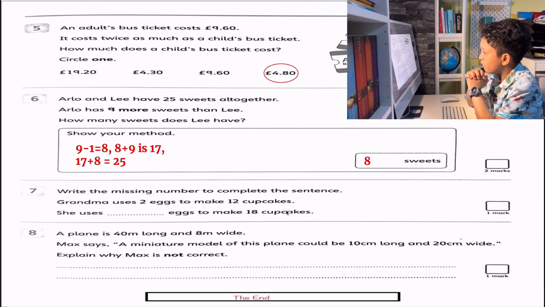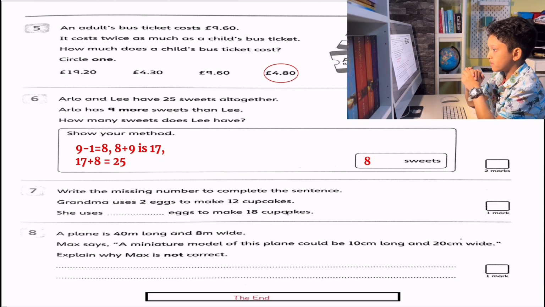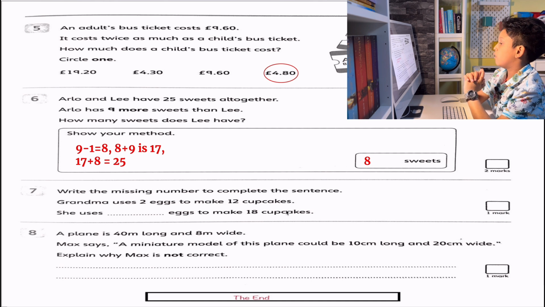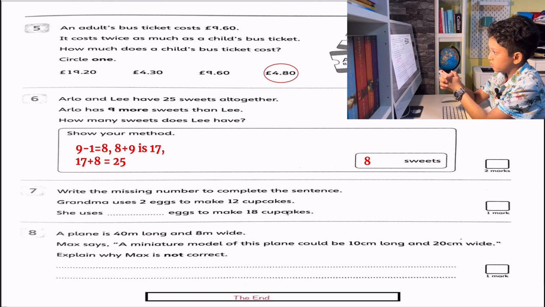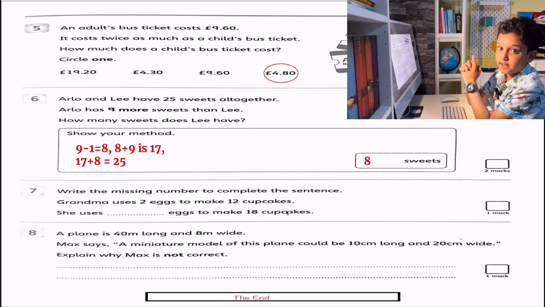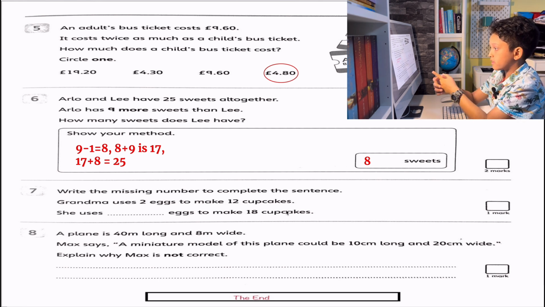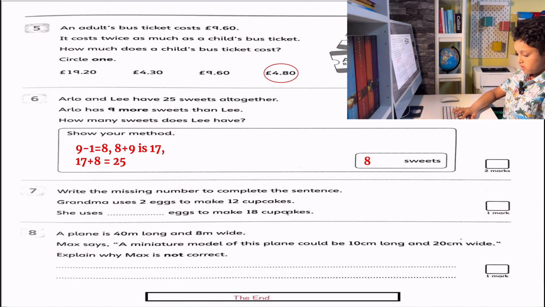Okay, before we even write a dot on this, we first need to work out how many cupcakes 1 egg can make. So if we divide 2 by 2 to get 1, we must divide 12 by 2 to get 6. So 1 egg can make 6 cupcakes. 6 times 3 is 18, so 1 times 3 is 3. So there's 3 eggs.